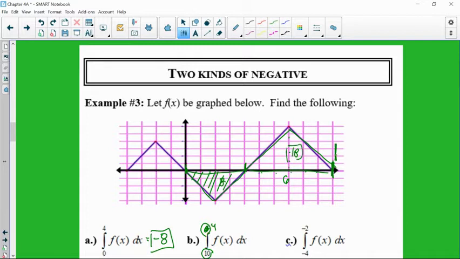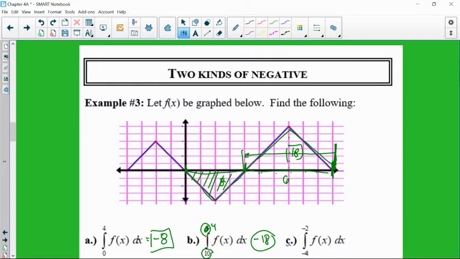But because we're starting at 10 and going backwards to 4, remember I changed it to a 4, that's going to have another negative connotation because you're reading it right to left as opposed to left to right. So we say that's negative 18. So those are the two kinds of negatives you can have. If the area exists below the x-axis, it's negative. If your bounds go right to left, it's negative.